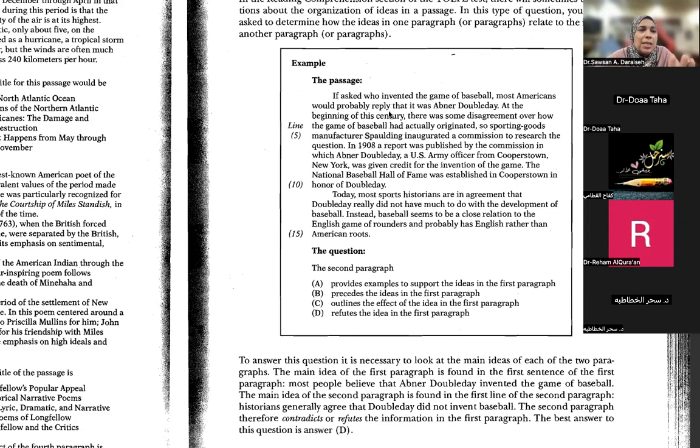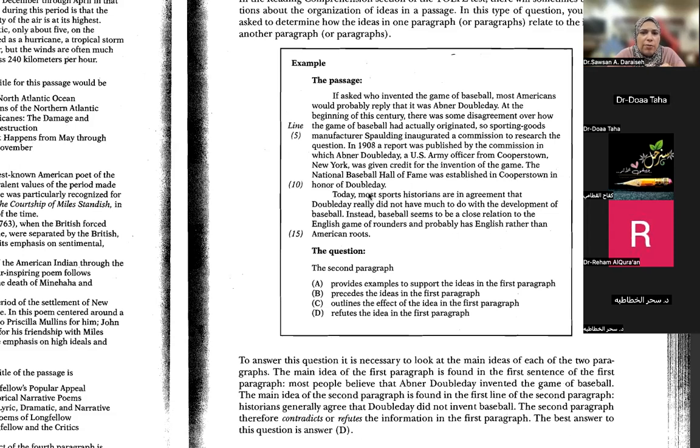So, listen, guys, the first paragraph was about what? This man whose name is Abner Doubleday. People doubted that he was the person who established baseball. Then a commission, that means a kind of organization, decided to check this out, to explore this. When they explored it, the result they came up with was that he is the one who established or invented baseball, and he deserves to be given the credit.